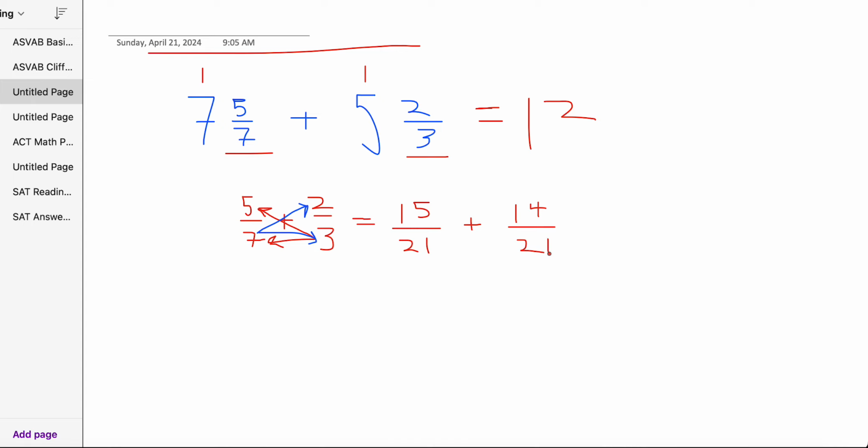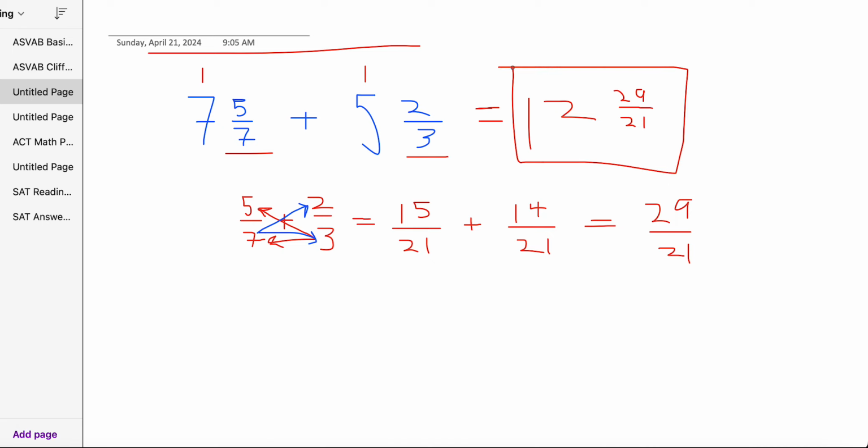And so now we can add them together, right? And when we do that, we just take the 15 and add it to 14, which will give us 29. And 29 over, because they have the same base, we just keep it at 21. And so that is what this will be. We get the 12, and then the fractional component of it will be the 29 over the 21. So this would be our answer for this one, right?